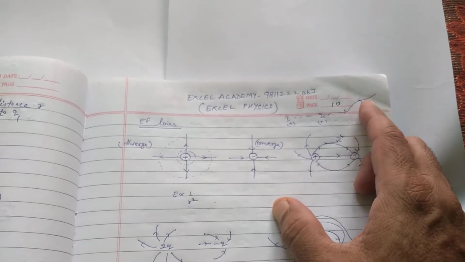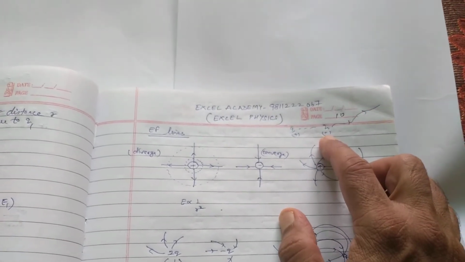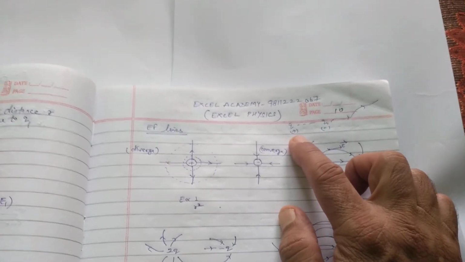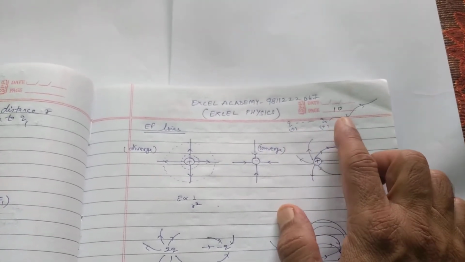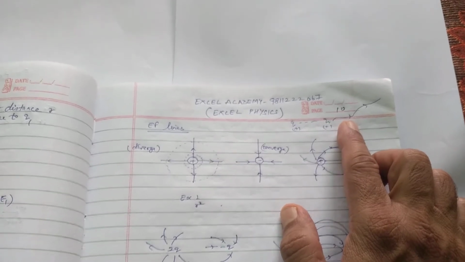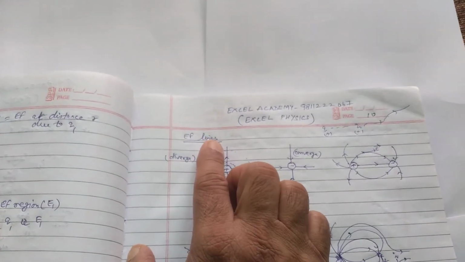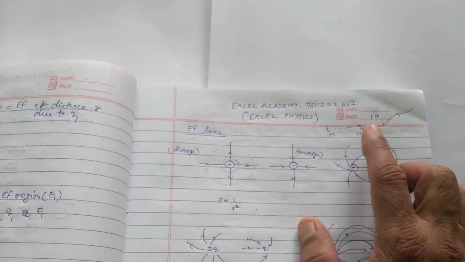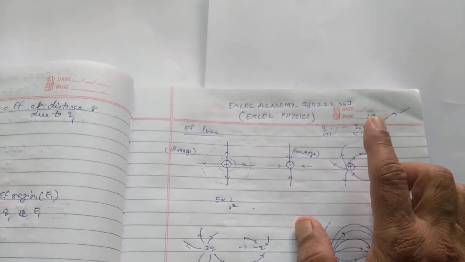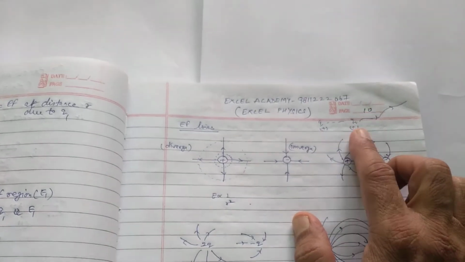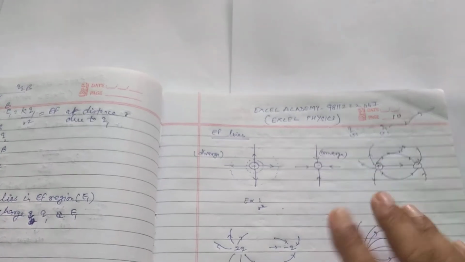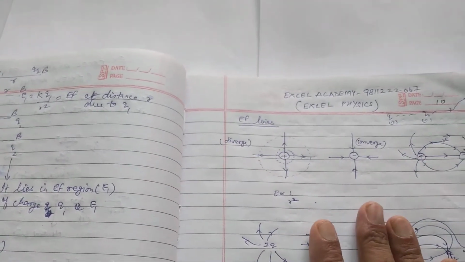And whatever the path traversed by this test charge under the influence of a source charge, that path is called electric field lines. So it means that the path traversed or followed by the test charge under the influence is called lines of force. And this is an imaginary line.